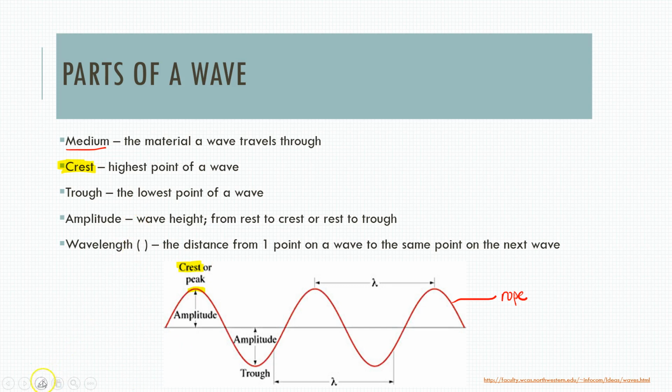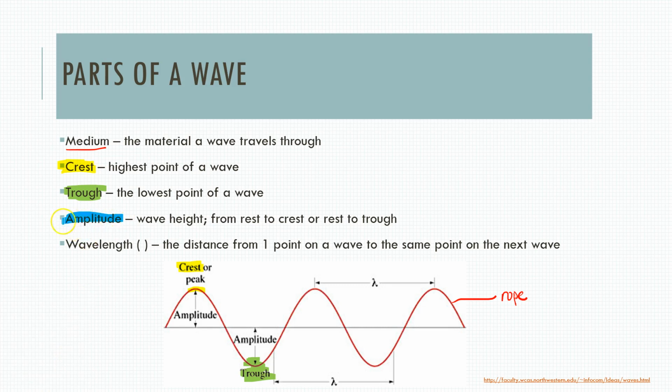It is the peak. Then you have the trough. The trough is your lowest point, exactly like it sounds. Think animals drink out of a trough. A trough can't be shaped like a mountain. It's got to be shaped like a U so that water can go in it.